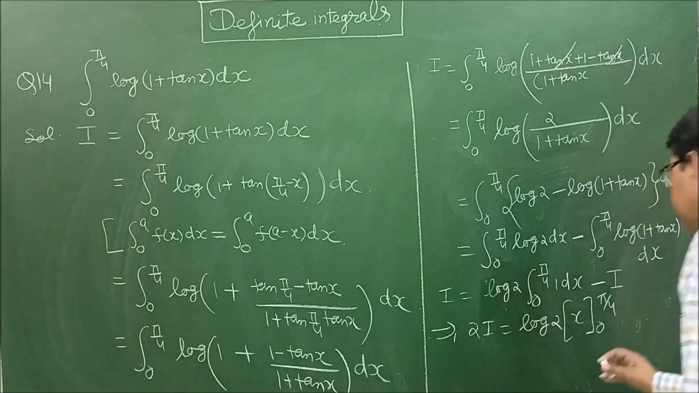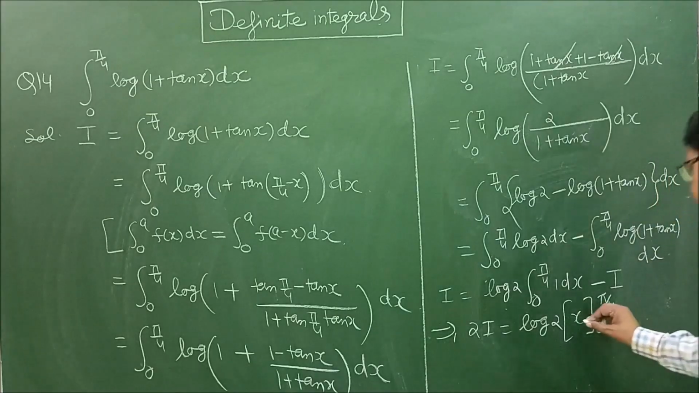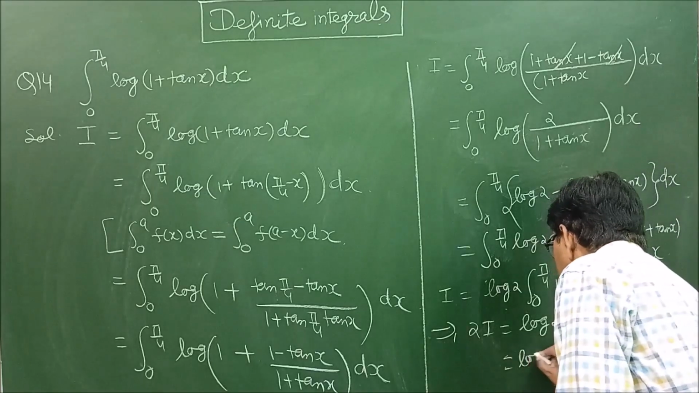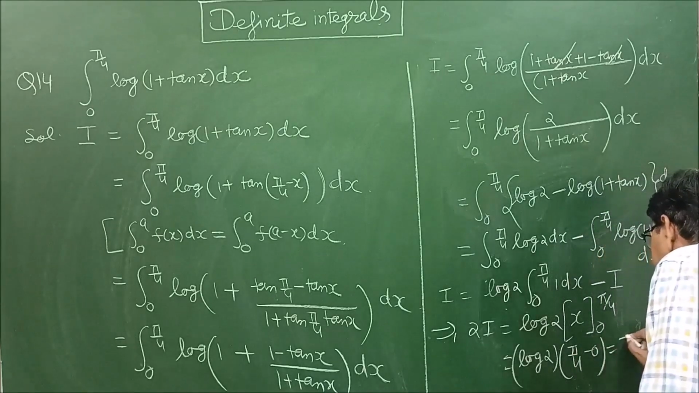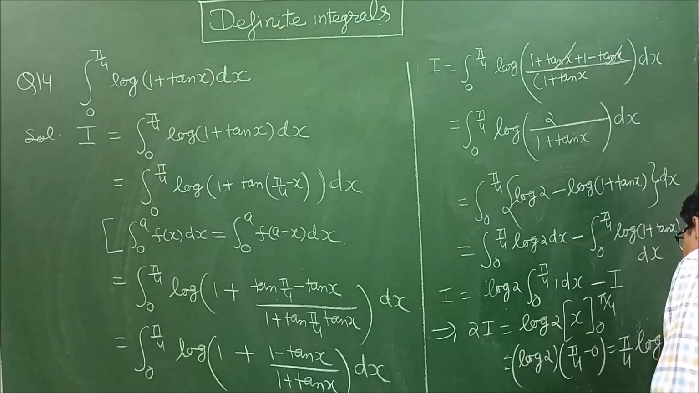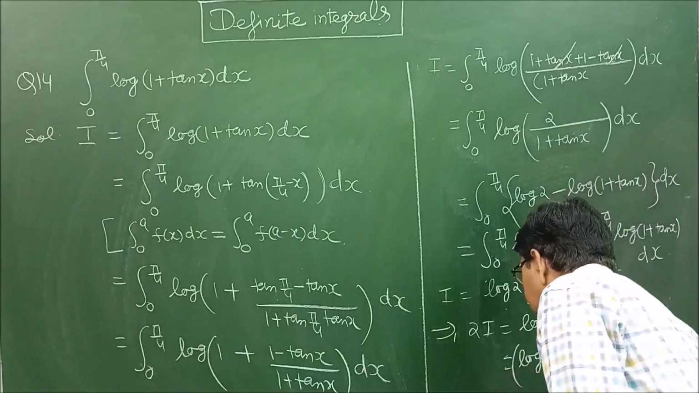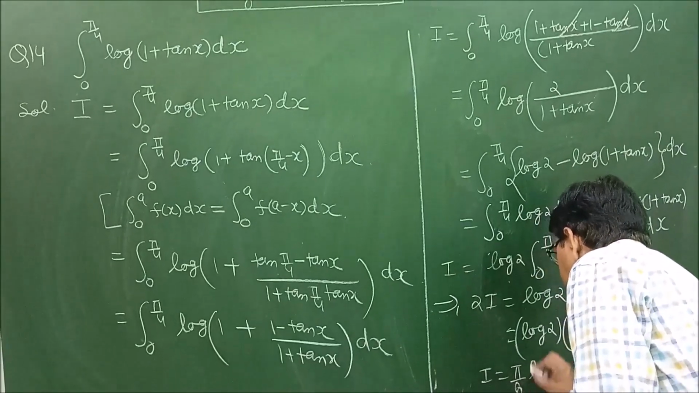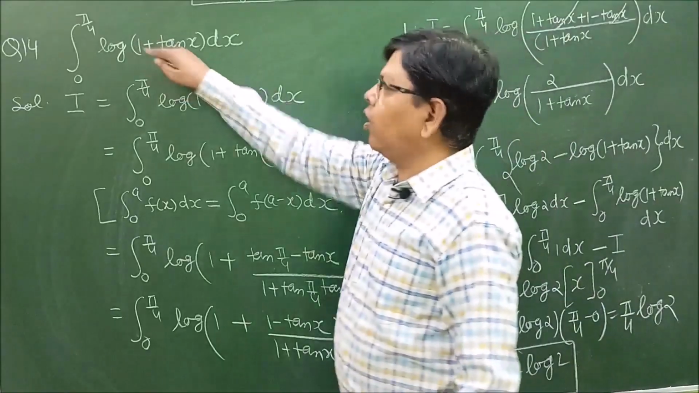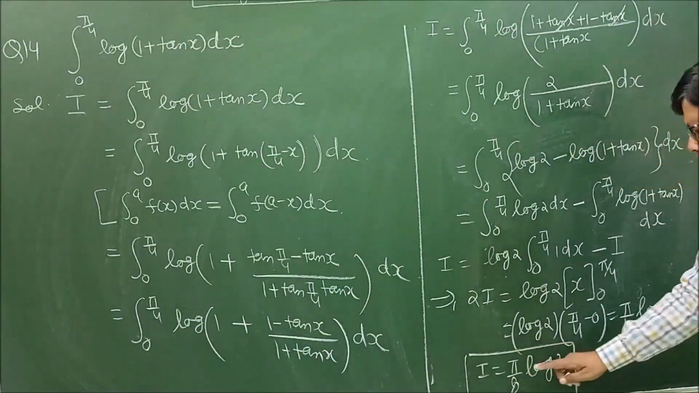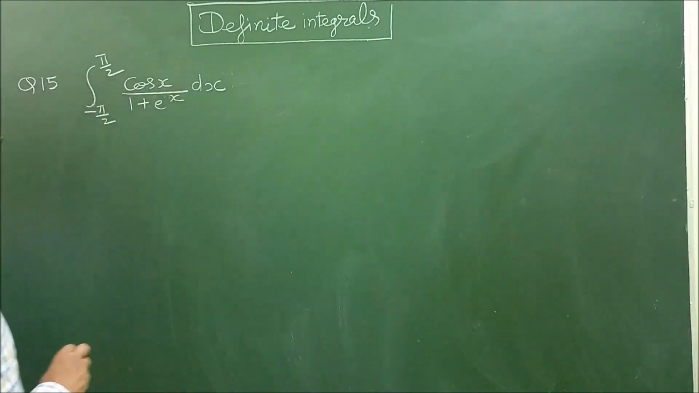Now applying the limits here, putting the value pi by 4 and then putting 0 and then subtracting, so we get log 2 into pi by 4 minus 0, that is equal to pi by 4 log 2. Now we want to calculate I, so I is equal to pi upon 8 log 2. So the value of the definite integral 0 to pi by 4 log 1 plus tan x dx is equal to pi upon 8 log 2. Next question, question number 15.